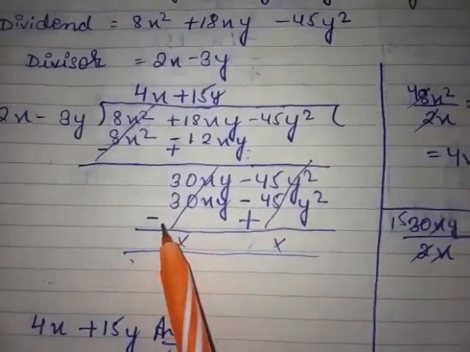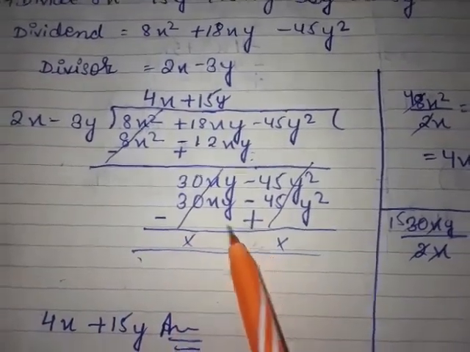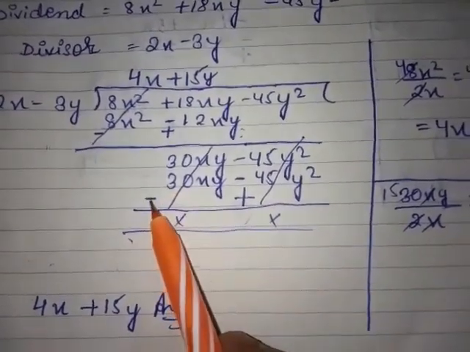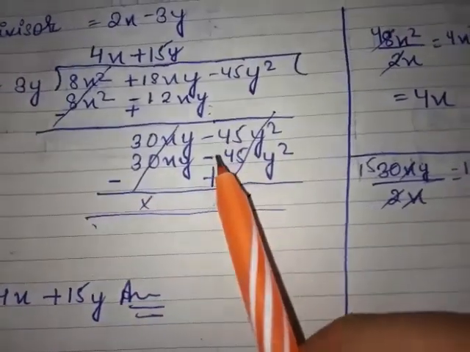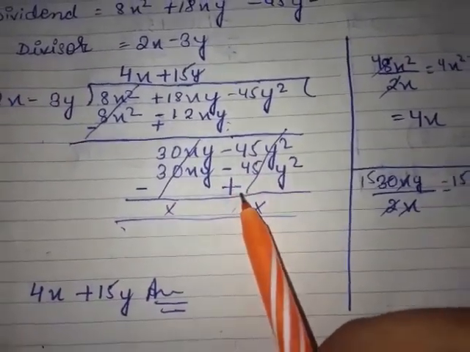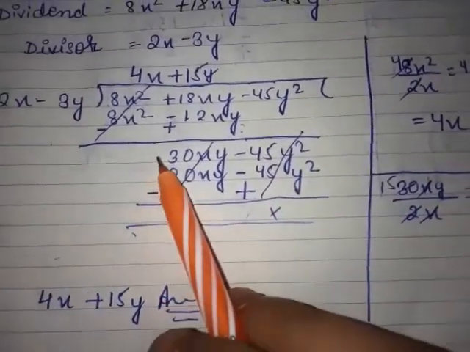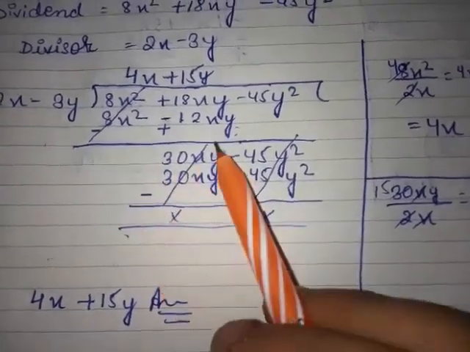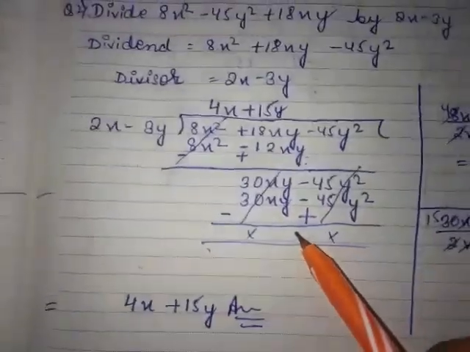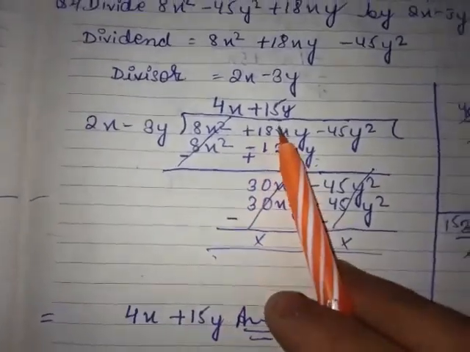As I told you, the signs will change. Plus becomes minus and minus becomes plus. So it was plus 30xy, it has become minus 30xy. It was minus 45y square, it has become plus 45y square. Now you can see both the values here are same but different signs, so we can cut in both the places. And now the answer is 4x plus 15y.